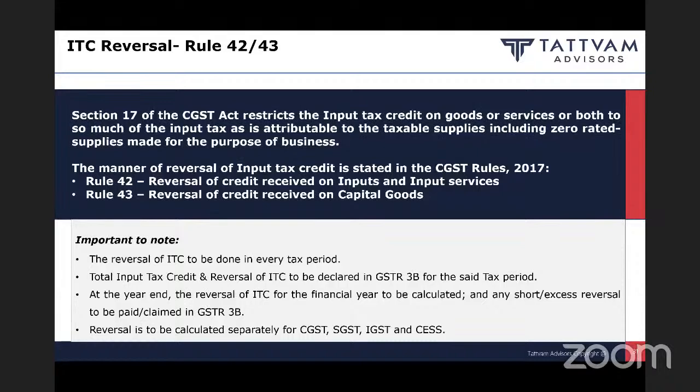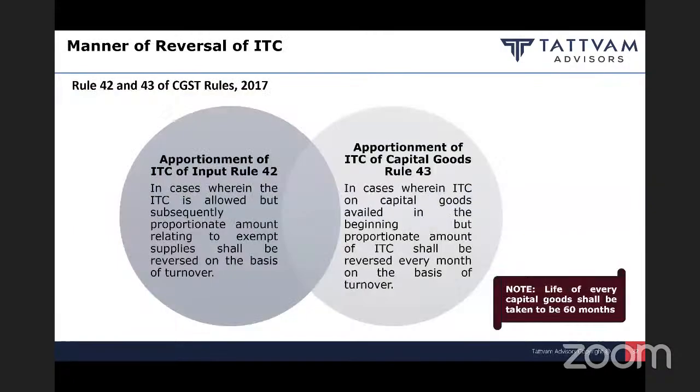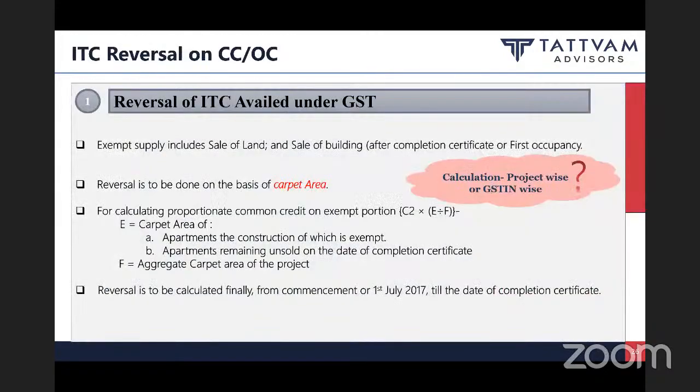The issue is whether on the unsold area there is a liability to reverse the input tax credit which I have availed in the GST regime. Second, whether there is a liability to reverse the input tax credit which I have availed in the service tax regime. Am I liable to reverse it today if I am getting an occupation certificate today? Under GST, Rule 42 and 43 deal with reversal of credit, and the law is very clear.